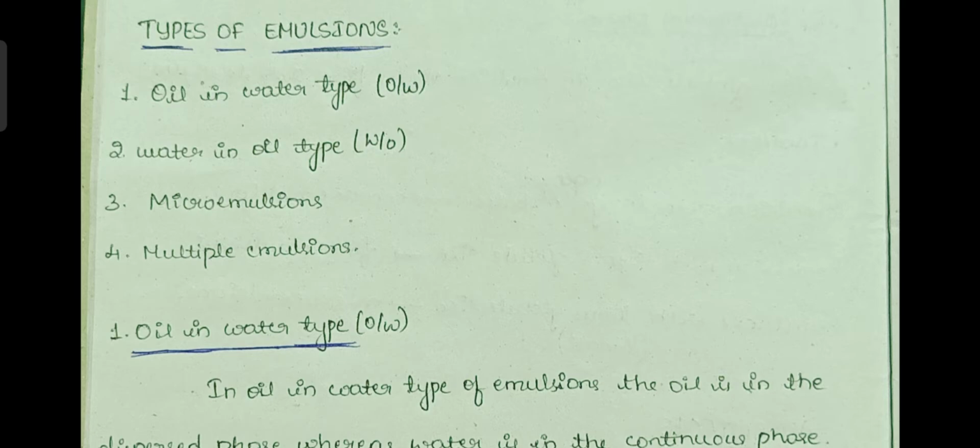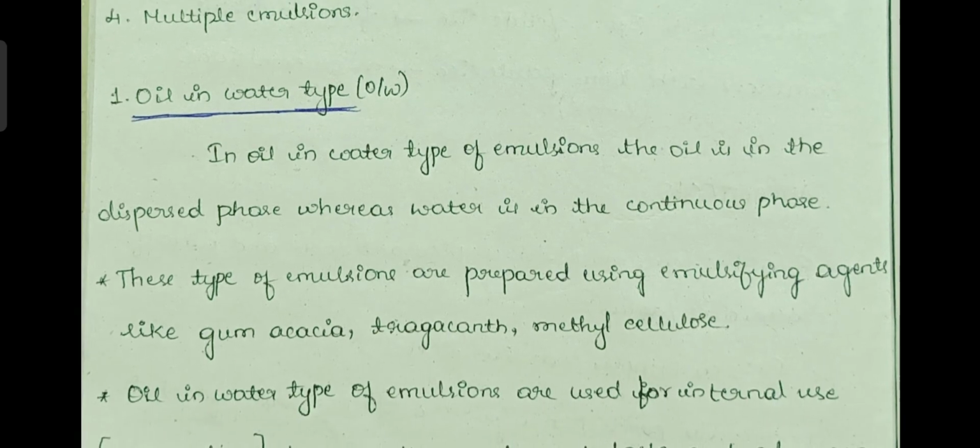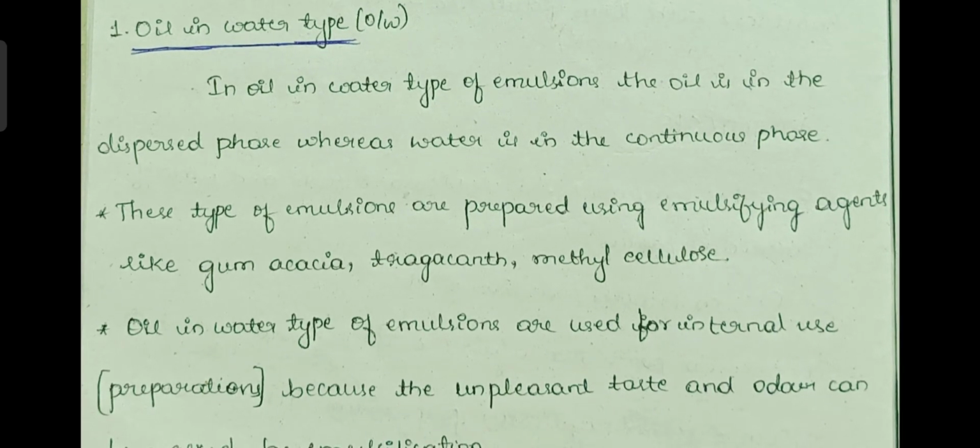First, the oil in water type of emulsion. In the oil in water type of emulsion, the oil is in the dispersed phase whereas water is in the continuous phase. I said smaller globules of oil will be there, and in the outer phase, the continuous phase, water will be there.